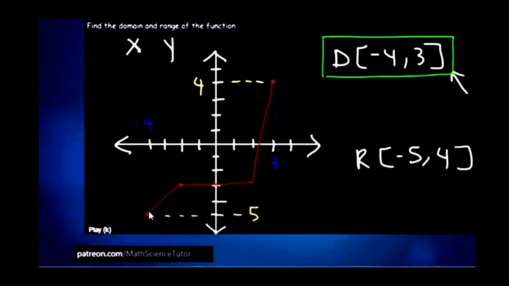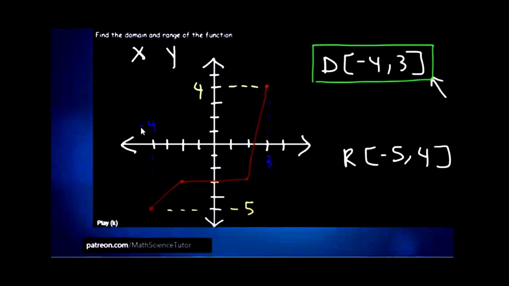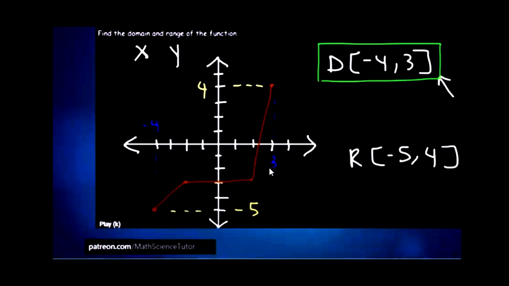So we know that our graph is defined between -4 and +3. So if you had somebody stand here at -4 and you had somebody stand here at +3, they would both be standing on the boundaries of the domain of your graph along the x-axis.